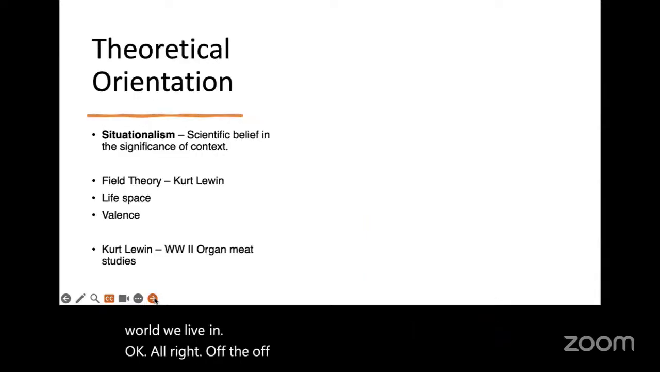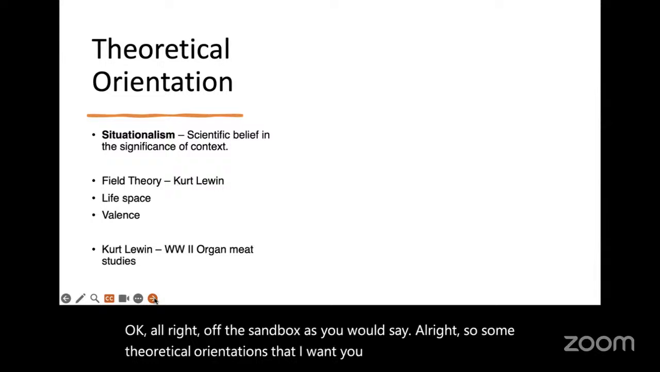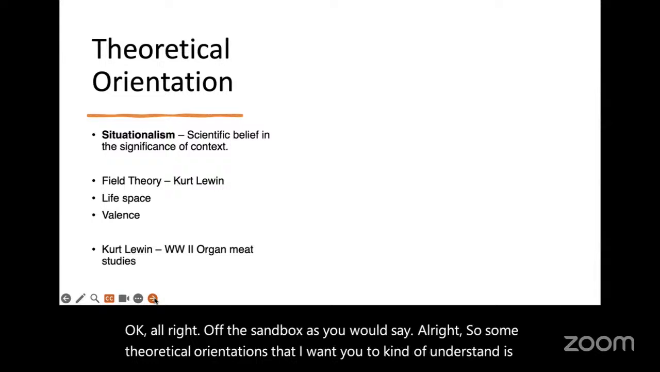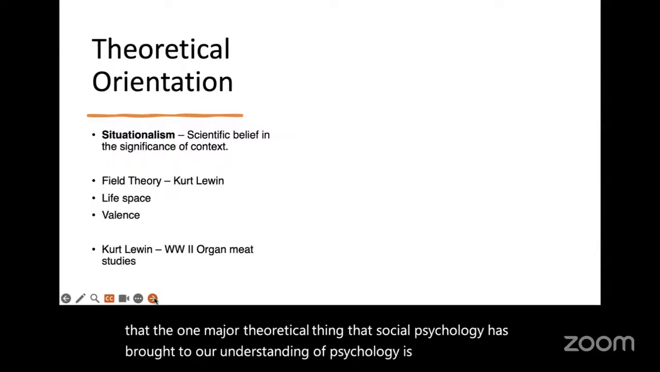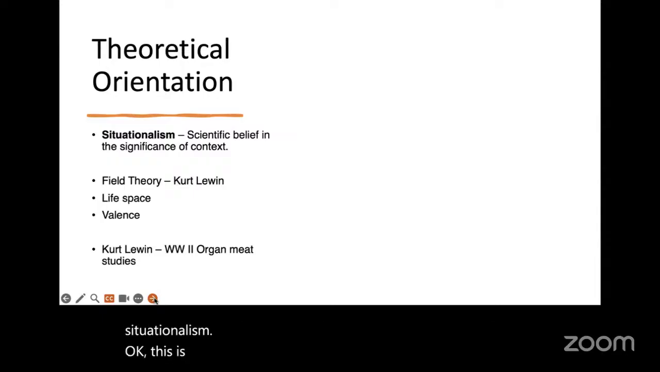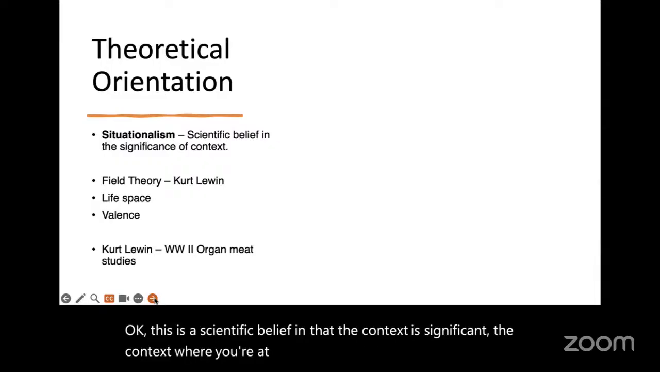All right. So some theoretical orientations that I want you to understand: the one major theoretical thing that social psychology has brought to our understanding of psychology is what's called situationalism. Okay, this is a scientific belief that the context is significant. The context where you're at influences your behavior.